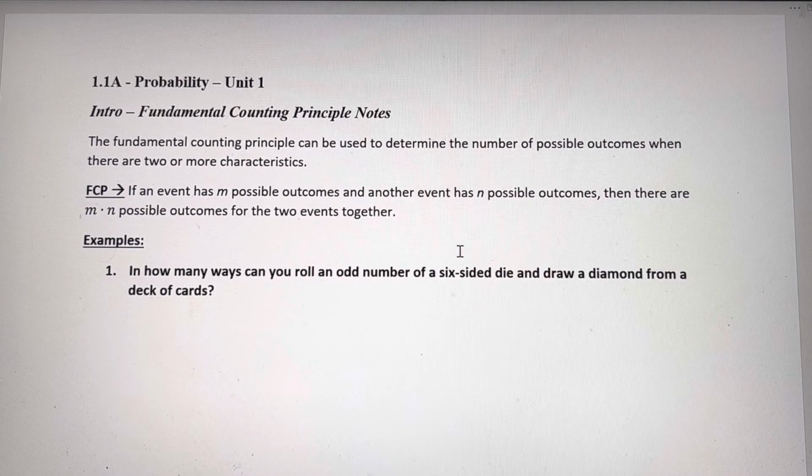All right, so in this video, we're going to introduce the fundamental counting principle. The fundamental counting principle can be used to determine the number of possible outcomes when there are two or more characteristics. I'm going to abbreviate fundamental counting principle as FCP. If an event has M possible outcomes and another event has N possible outcomes, then we can count the possibilities that they have together just by multiplying those possibilities. So M times N would be the number of possible outcomes for the two events happening together.